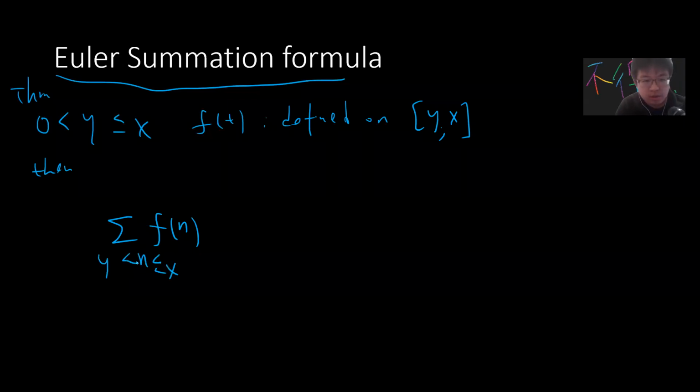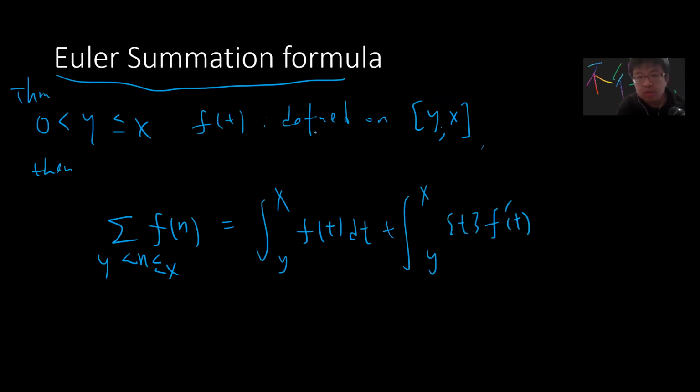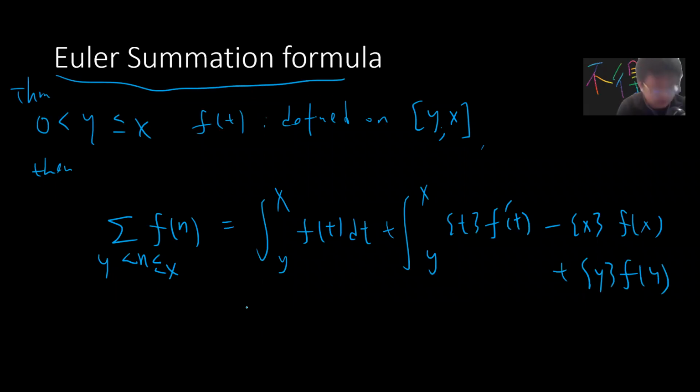The sum over n greater than y and less than or equal to x of f of n is equal to the integral from y to x of f of t dt. This is the integration part, plus the integral from y to x of the fractional part of t times f prime of t dt. We should mention that f prime should be continuous so that you can do the integral. Then minus the fractional part of x times f of x, plus the fractional part of y times f of y. This notation denotes the fractional part, basically t minus the floor of t.